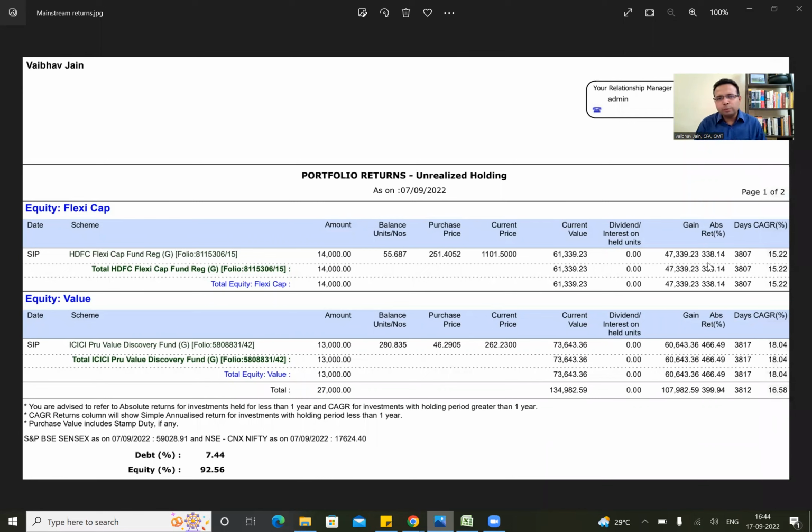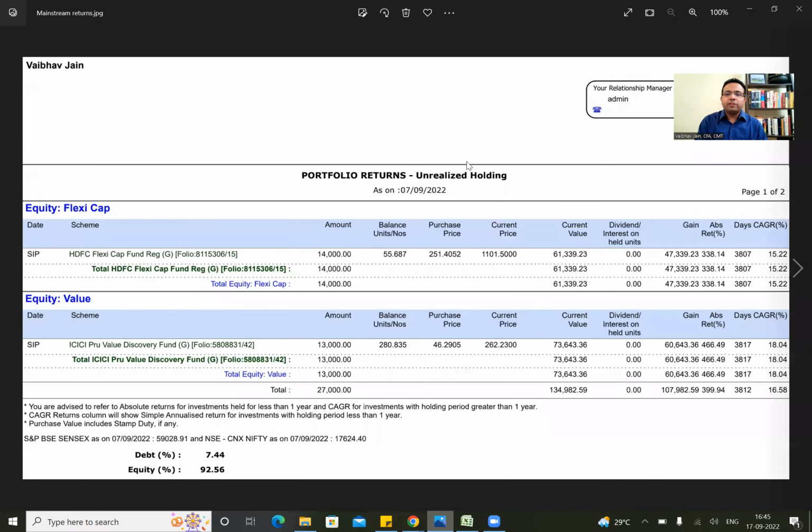But is this useful for me? Like I said, I'm never going to sell this fund. Even if I look at it after 20 years, 30 years, this number might be 1,000%, 1,500%, but does it make sense? It does not make sense to me at all. So this column is a waste for me. 338 looks great, but useless.